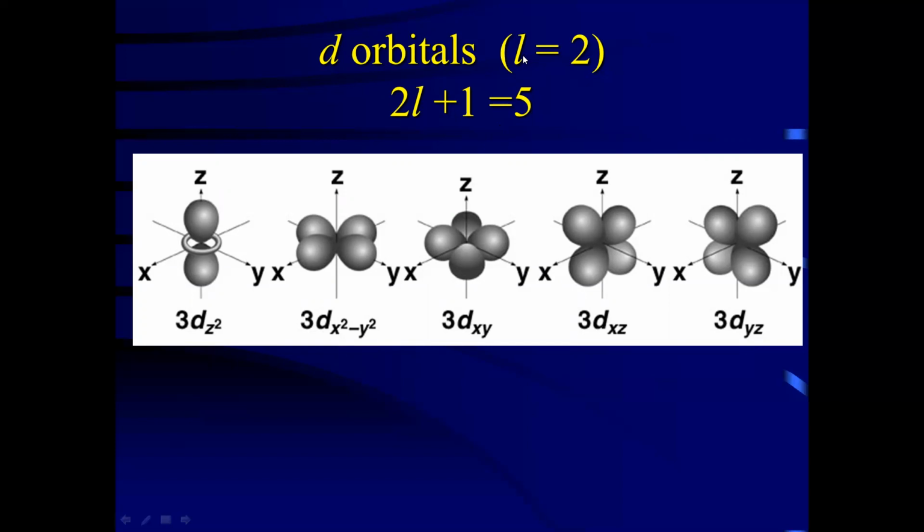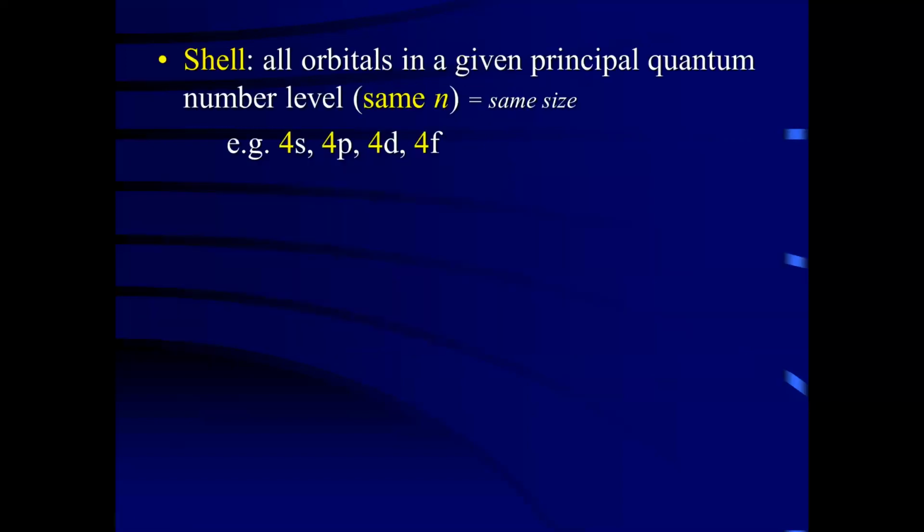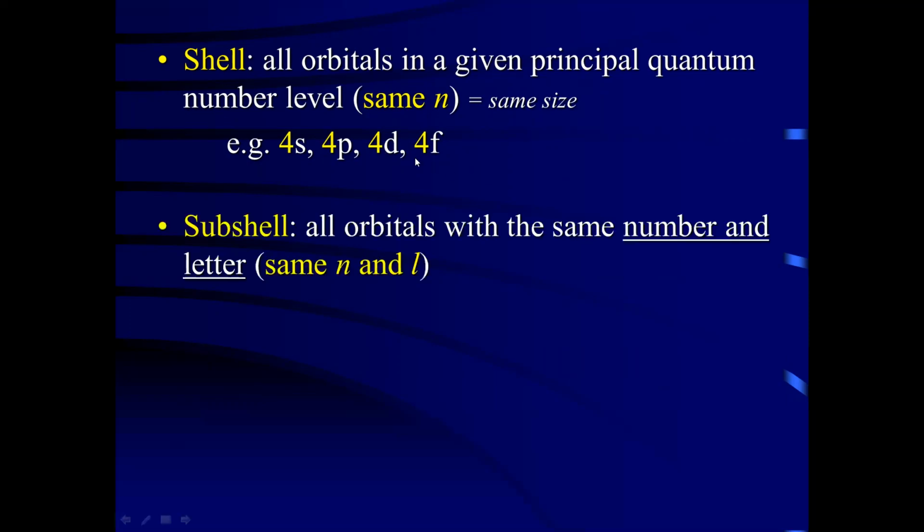That is just because L is equal to 2 and the possible orbitals are 5 kinds of d orbital. So we learn all the orbitals in a given principal quantum number we call the shell. For example, that's 4 orbitals. They all have the same principal quantum number n, and so they all belong to the same shell.